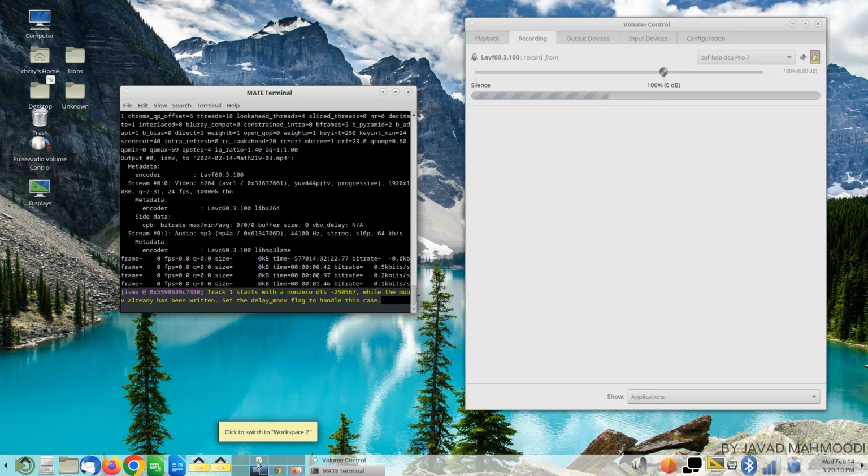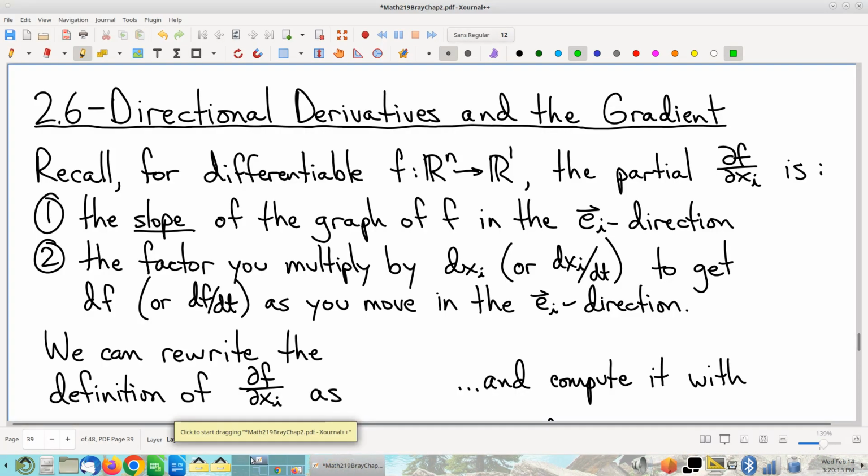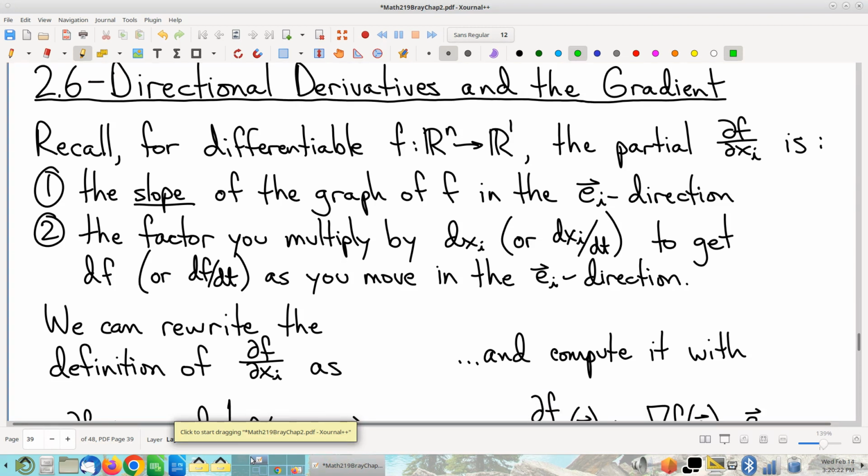Yeah, okay, so here's where we're picking up from last time. We're starting section 2.6. I want to remind y'all first off of a few things that we know about partial derivatives. So here we go, partial derivative.